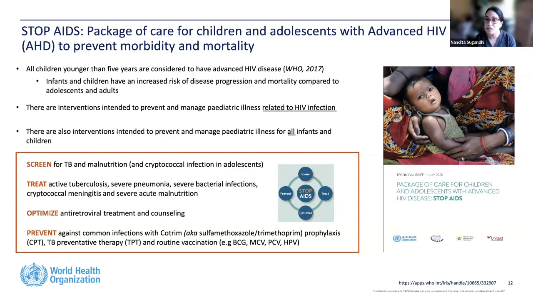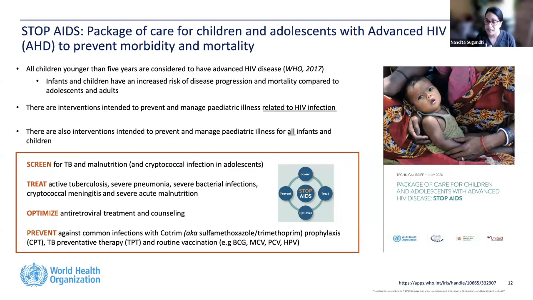So when it comes to screening, we want to make sure that we screen for TB and malnutrition, because many of the children presenting with advanced HIV disease are suffering from severe acute malnutrition, which requires a very specific form of rehabilitation and management. That's not to say that we don't see things that we see in adults. We do see cryptococcal meningitis in adolescents and older children, but we don't see it as often in younger children.